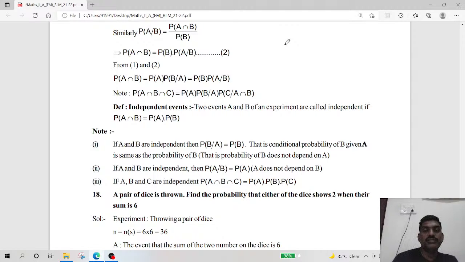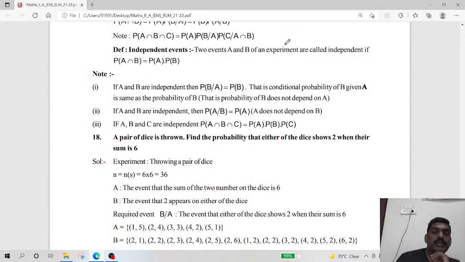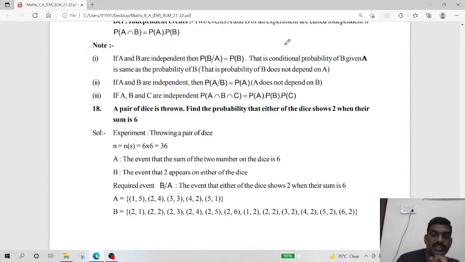Next, independent events. Two events A and B of an experiment are called independent if P of A intersection B is equal to P of A times P of B. If A and B are independent, P of B over A is P of B. If A and B are independent, P of A over B is P of A. If A, B, C are independent, P of A intersection B intersection C is equal to P of A into P of B into P of C.